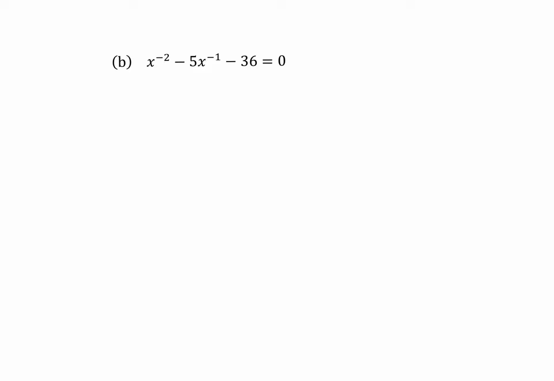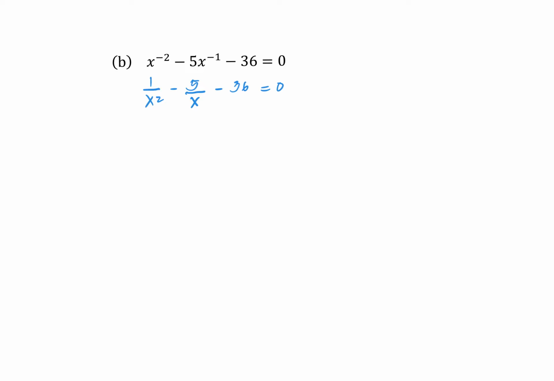So the x to the negative 2 becomes 1 over x squared, minus, this is going to be 5. So remember, the 5 stays. The negative 1 exponent is only to the x, so it's 5 over x minus 36 equal to 0.